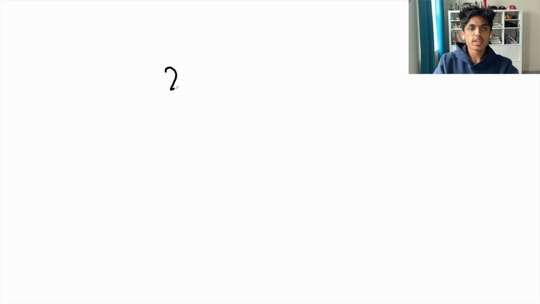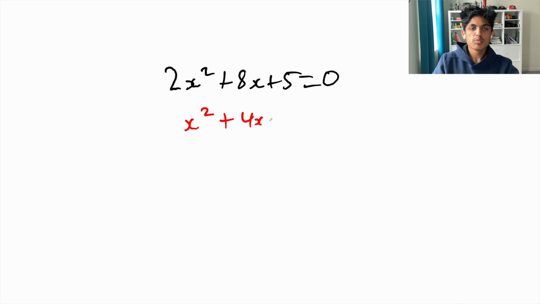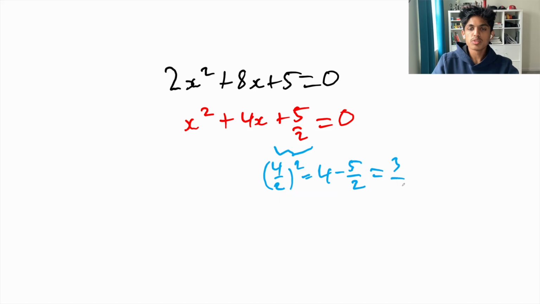In this case, I'm going to have 2x squared plus 8x plus 5 is equal to 0. The first step is I'm going to divide every term by our a coefficient. So I'll have x squared plus 4x plus 5 divided by 2 is equal to 0. Now I'm just going to do the same process as before. This is going to turn into 4 divided by 2 squared equals 4. Then subtract 5 over 2 to get 3 over 2.